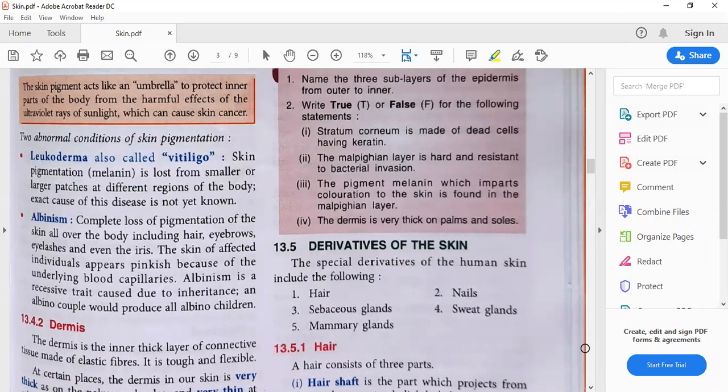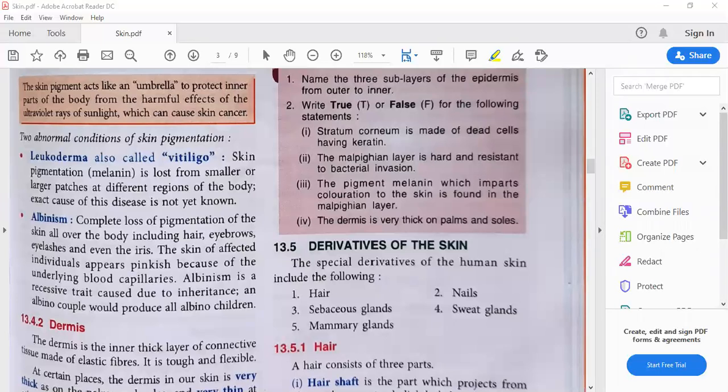Now the second thing is complete loss of pigmentation of the skin all over the body, including hair, eyebrows, eyelashes, and even the iris. The skin of the affected individual appears pinkish because of the underlying blood capillaries. Albinism is a recessive trait caused due to inheritance. An albino couple would produce all albino children. I'll just show you that also.